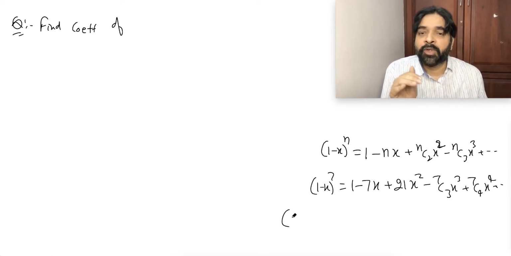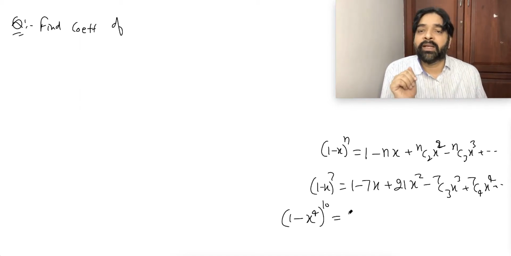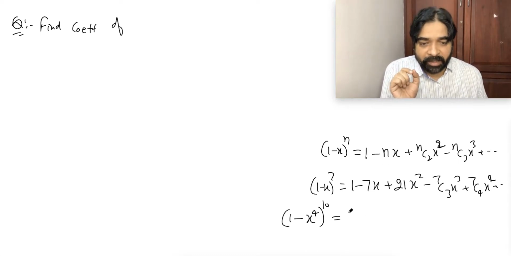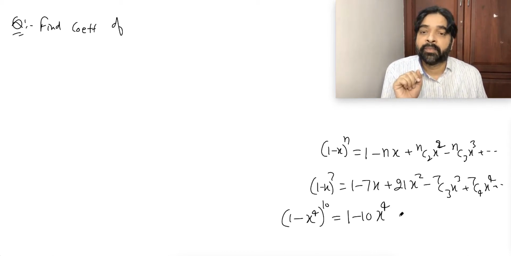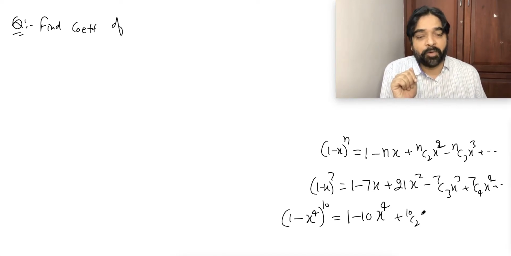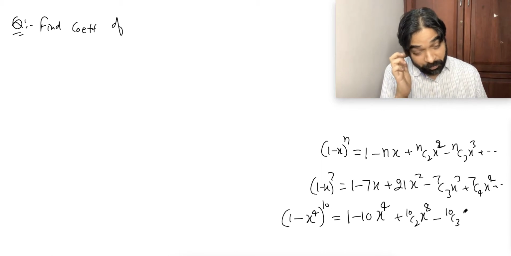If anybody asks you, can you expand 1 minus x power 4, whole power 10? How will you expand this with the formula? That is 1 minus nC1, where nC1 means 10C1, so 10 into x, and x is what? x power 4. Plus 10C2, where x square means x power 4 whole square, which is x power 8. Minus 10C3, where x cube means x power 4 whole cube, that will become x power 12.